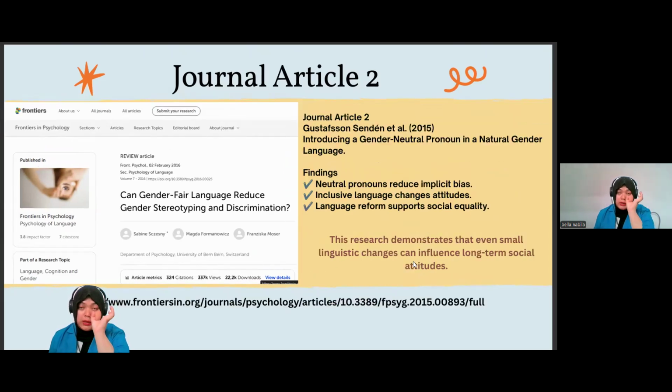And for journal number 2, I use Gustav von Sanden et al., 2015, introducing a gender-neutral pronoun in a natural gender language. Findings from this article: natural pronouns reduce implicit bias, inclusive language changes attitudes, and language reform supports social equality. This research demonstrates that even small linguistic change can influence long-term social attitudes.